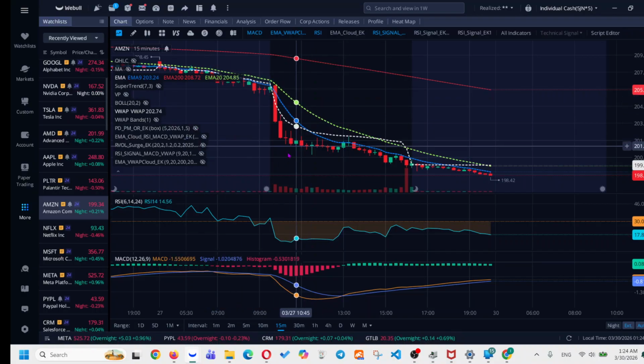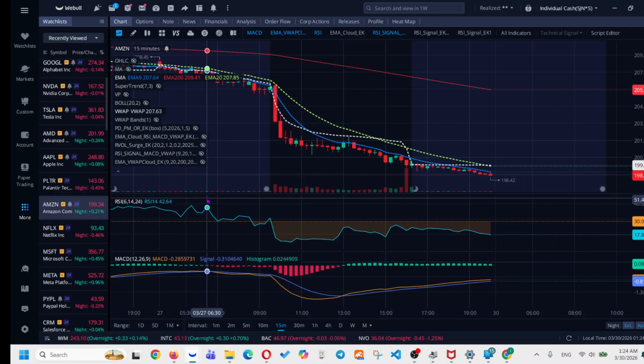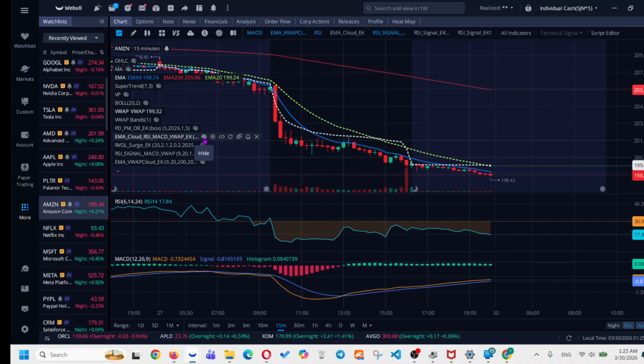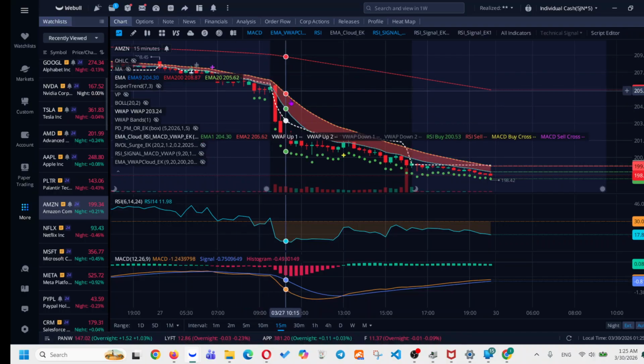I turn that off, and now the next one I have is the EMA cloud with RSI. This is a combination of different indicators. It has the EMA cloud, and it also shows the extremes of the RSI. When the RSI is oversold or overbought, it's going to show indicators over here. Also when the MACD crosses up and down, it shows, and the VWAP indicator is also there. So when I turn that on, you see all these lines.